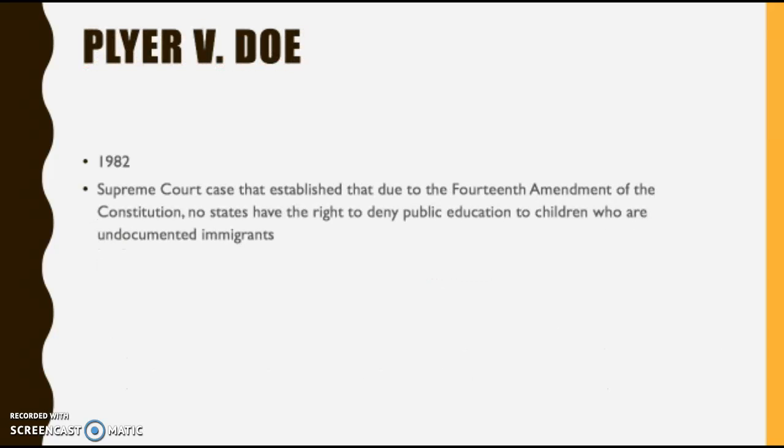Okay, and now we have Plyler versus Doe, and this is a Supreme Court case that happened in 1982. So it was kind of a little argument that because certain children were undocumented immigrants, that they did not have a right to public education within the United States. However, the Supreme Court reviewed this claim and they found that that was unconstitutional, and they found that due to the 14th Amendment of the Constitution, that no states have the right to deny public education to children who are undocumented immigrants.